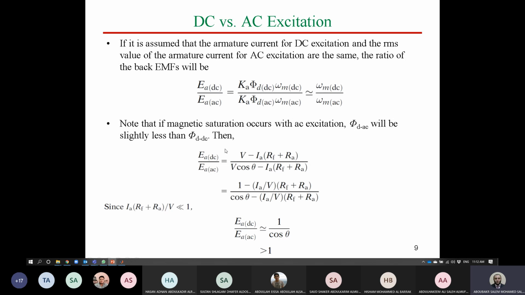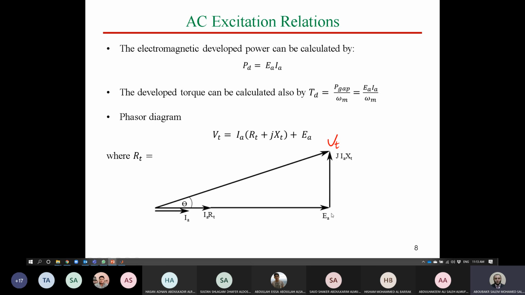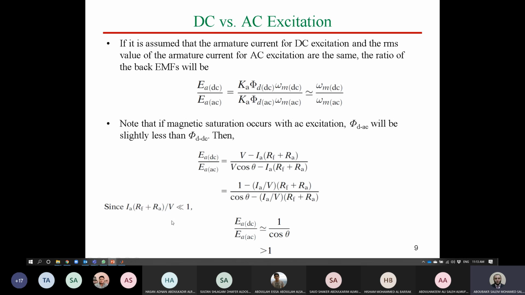So in terms of the relation between EMF and the current, we can say E_DC equals V minus I multiplied by the summation of R. This is in DC. In AC, in order to get the relation, let's return back to the phasor diagram again. Here, we can say that E equals the vector from this point to that point, this length, which is V cosine theta minus I_A R_A. So the value of E in AC excitation equals V cosine theta minus I_A multiplied by (R_F plus R_A). Okay, guys, is it clear? So this relation is derived from the phasor diagram.